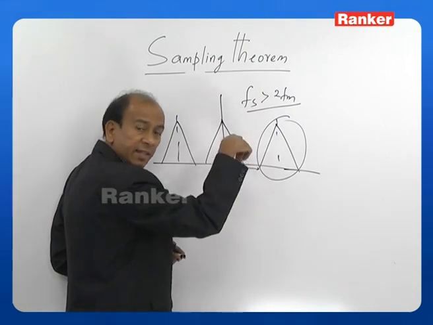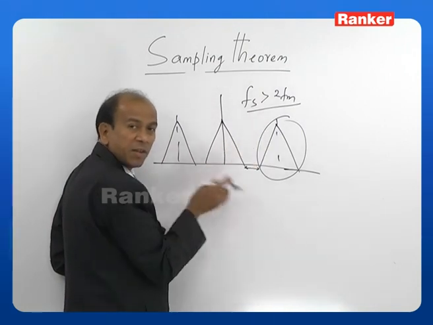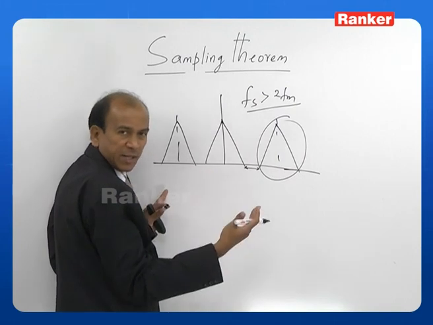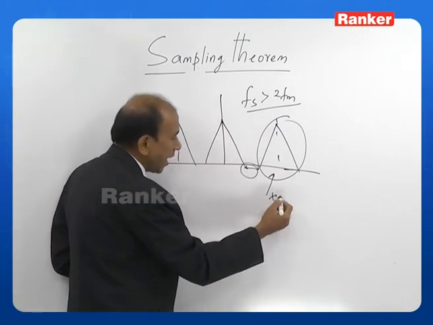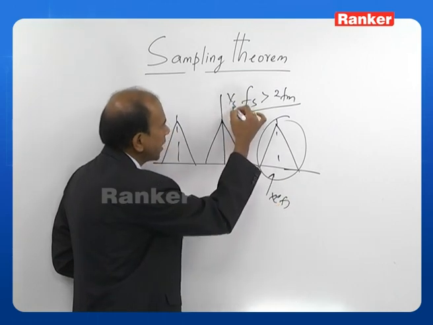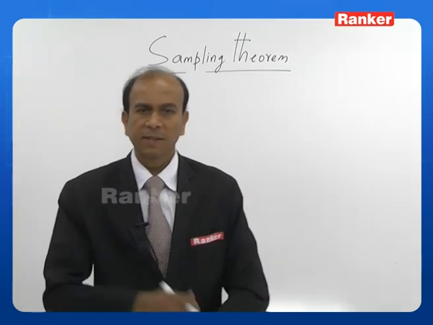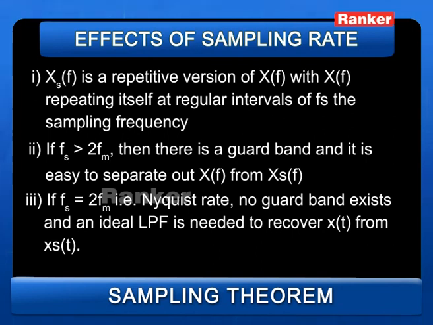And when fs is less than 2 fm, what happens? There will be overlapping, so we cannot distinguish between the two signals. So the guard band existence helps us in retrieving x of f from xs of f. Let's see the third point. If fs is equal to 2 fm, that is the Nyquist rate, no guard band exists and an ideal low pass filter is needed to recover x of t from xs of t.